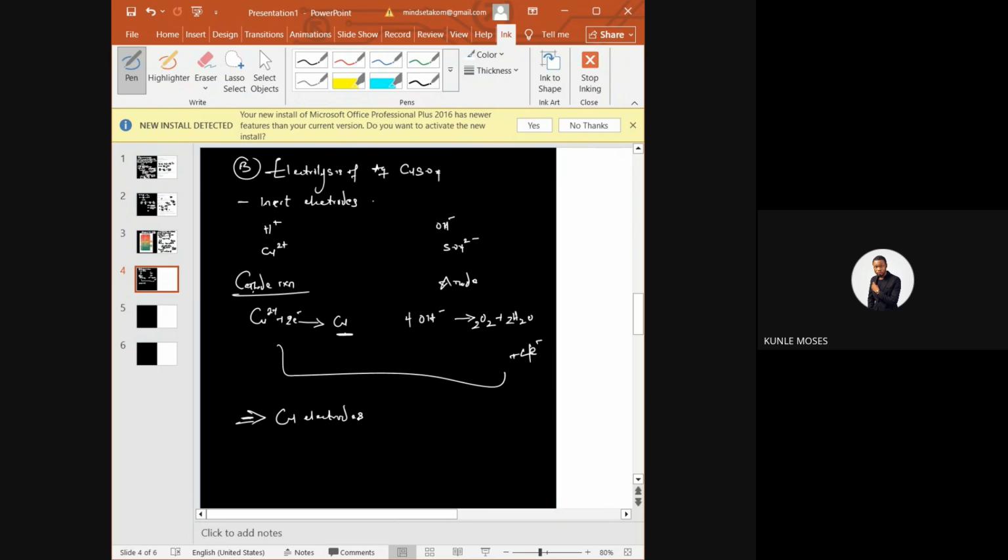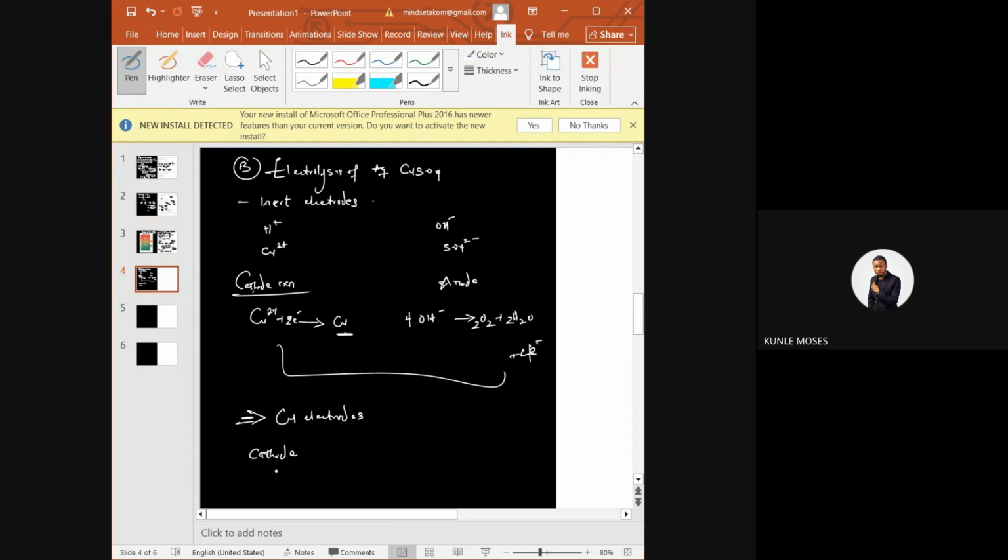If we use copper electrodes, the electrodes themselves will react because we are using copper as the electrode itself. At the cathode, copper will be deposited on the cathode. And at the anode also, copper loses electrons, and it will dissolve to form copper ions. So let's quickly do it now. Let's start with the cathode.